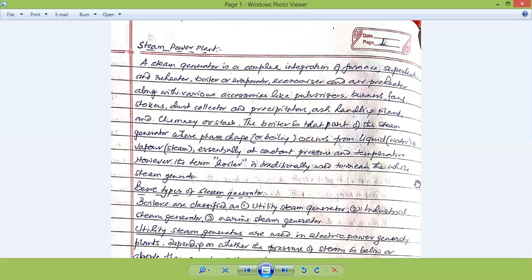Now, basic types of steam generators. Boilers are classified according to their use into different types of steam generators: utility steam generator, industrial steam generator, and marine steam generator.